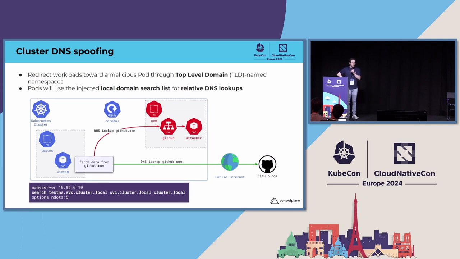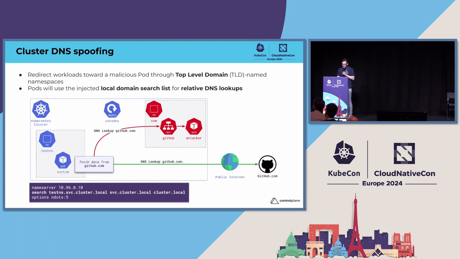Once again, talking about networking and namespaces, this attack doesn't have to do with labels, but with how namespaces are named. This might not be so straightforward, so bear with me. Due to the way internal DNS resolution works, we might be able to spoof DNS names by naming our namespaces as top-level domains. In this example, we have a namespace created with the name com, and we create a service in it called GitHub.